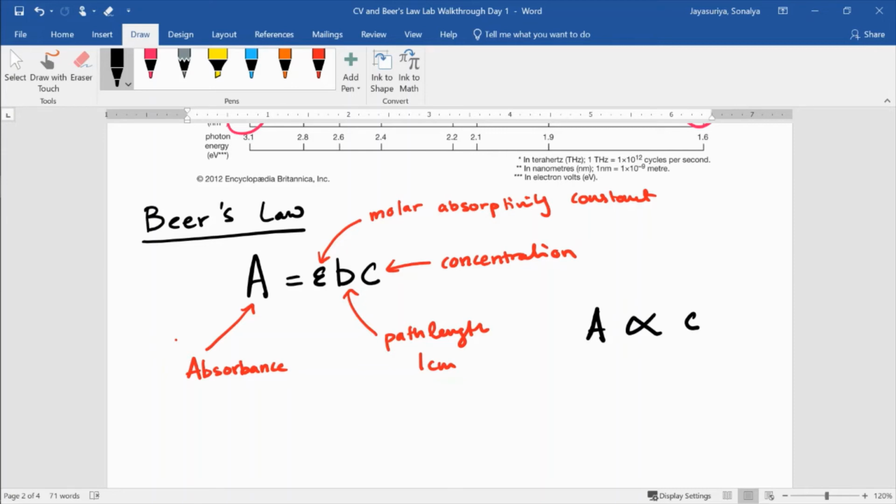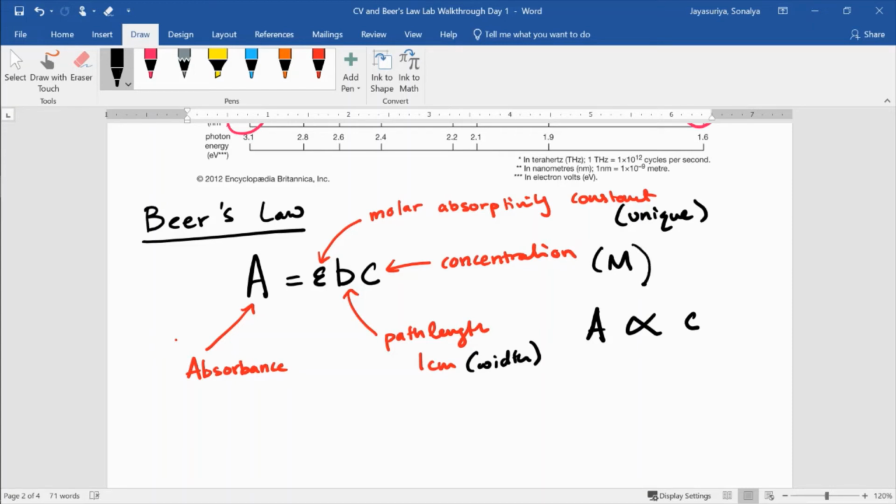So this is unique for every compound that you will be testing, and it also depends on the wavelength that you're using for that particular experiment, and it depends on the substance. So the substance and the wavelength decide what the molar absorptivity constant is. Path length is just the width of the cuvette, okay? And concentration is just molarity.